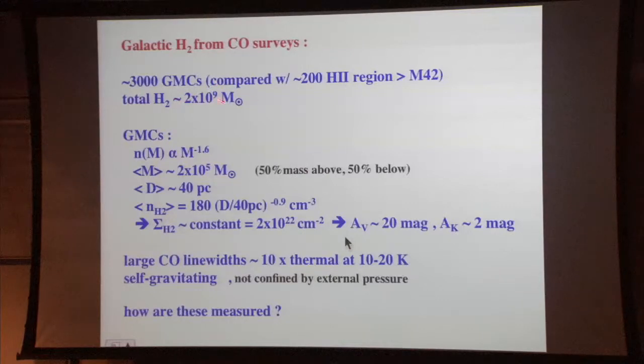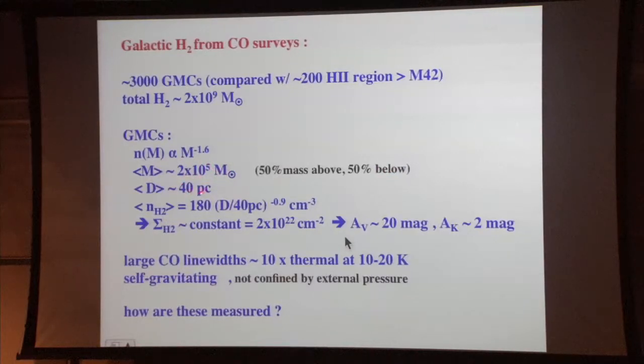Now, the total mass of H2 is a little bit debatable, but we've always said about 2 times 10^9 solar masses. Most of that is in the inner galaxy. If you look at the number of HII regions in the galaxy, it's roughly around 200 with luminosity greater than that of M42. So most of these GMCs do not have HII regions, active OB star formation. The GMCs have a mass spectrum, m to the minus 1.6. The median mass, such that 50% of the GMC mass is above and 50% below, is about 2 times 10^5. That's about what Orion is.